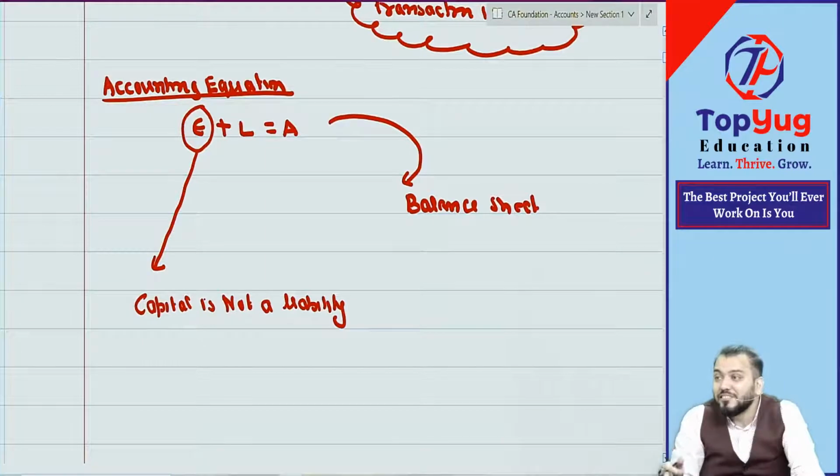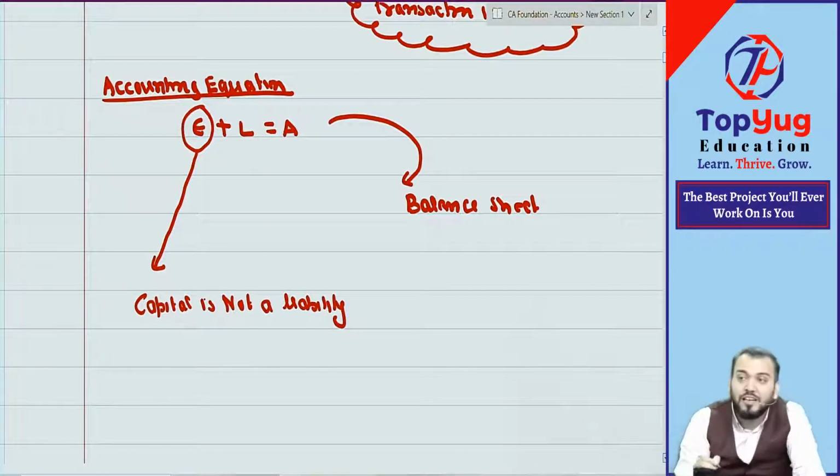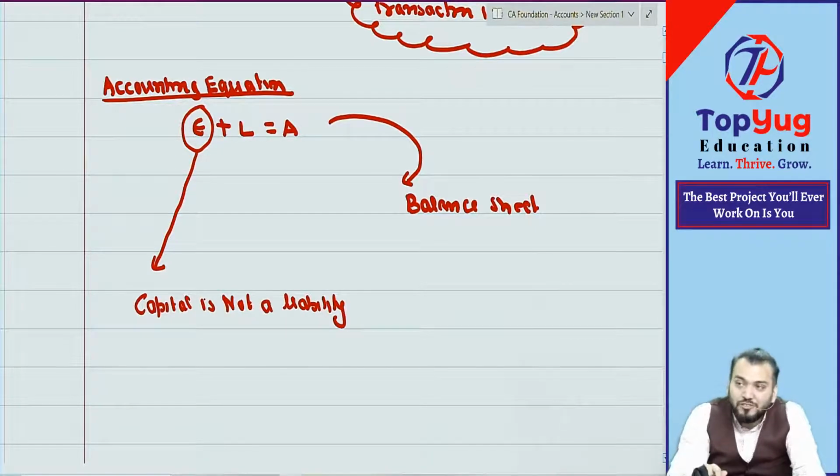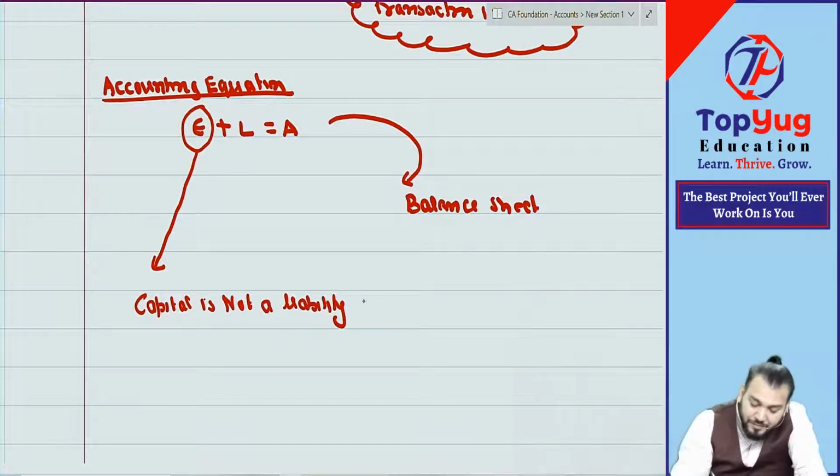There is no liability. There is no obligation to pay to the owner. So capital is not a liability. But we write it down in the balance sheet due to which concept? The separate entity concept. We have taken the assumption that both are different persons, and because of that the business has some obligation. The business will pay to the owner, and because of that reason it will come in the balance sheet.